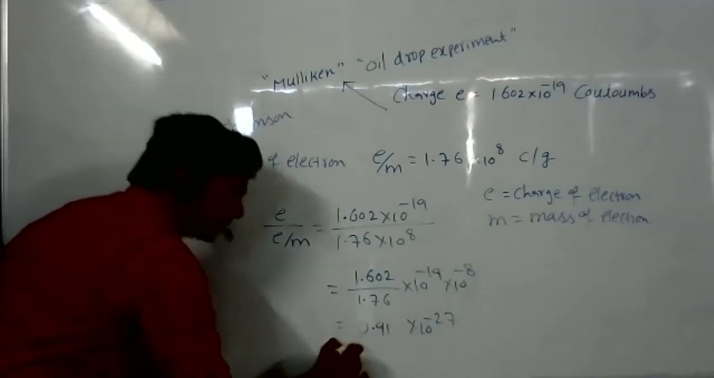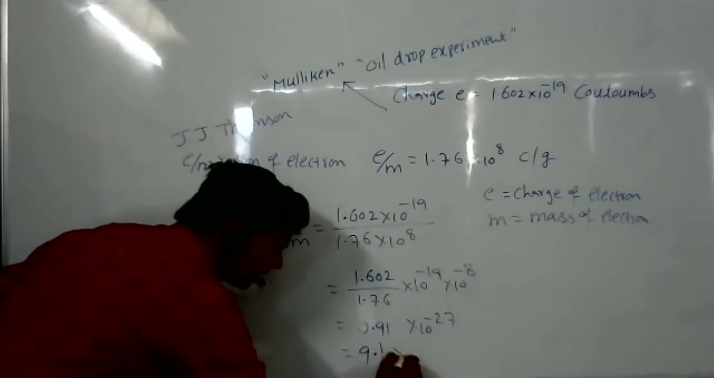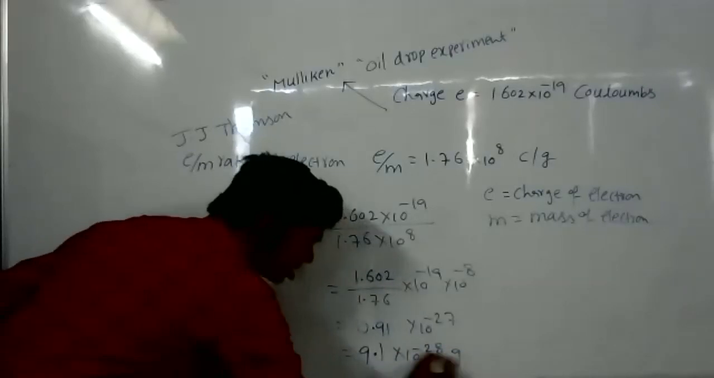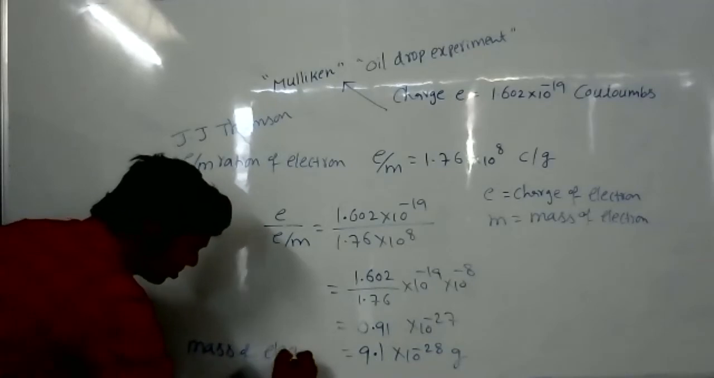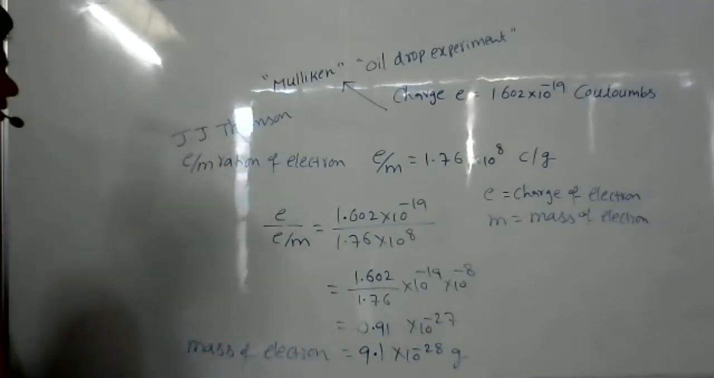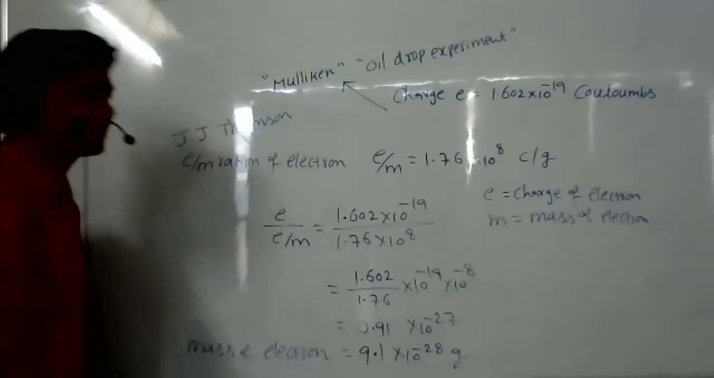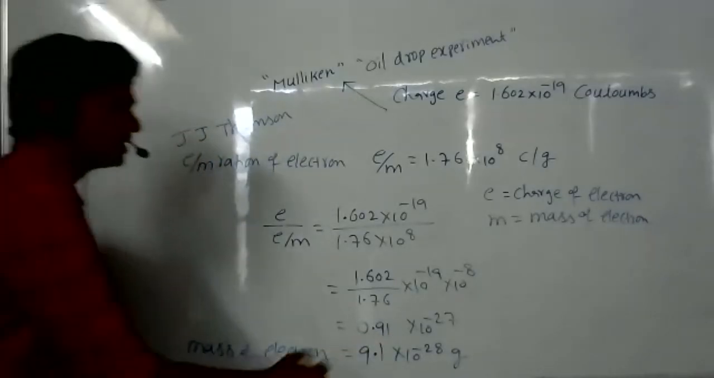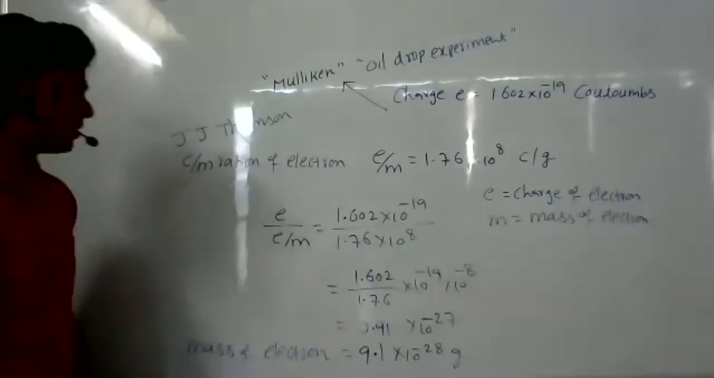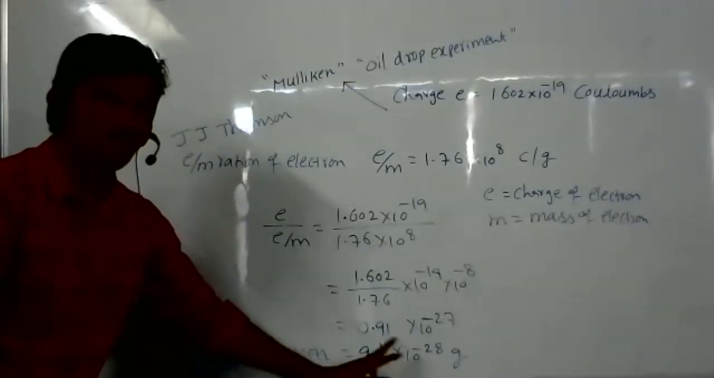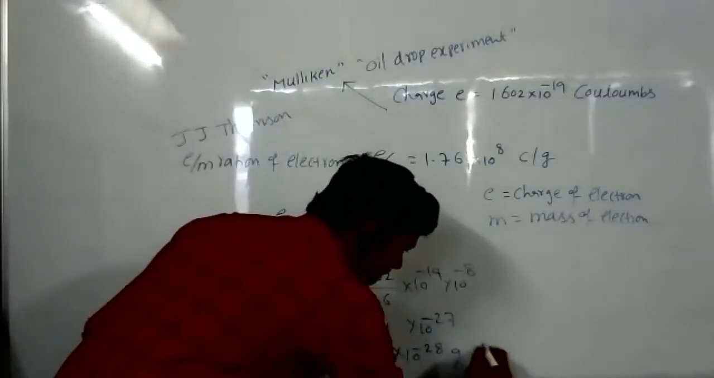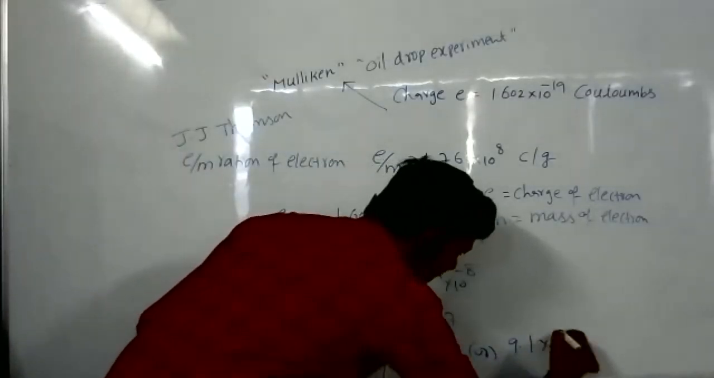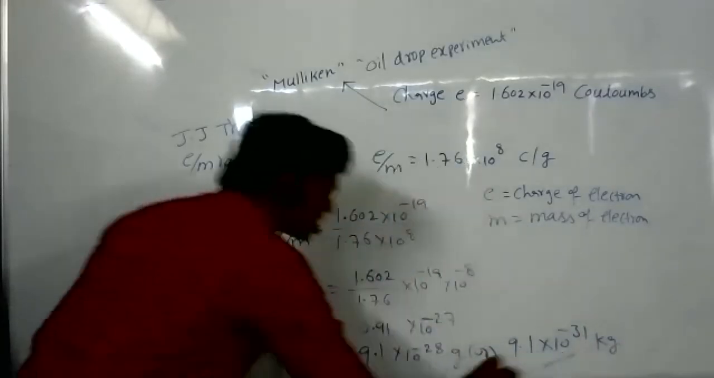So I'm writing this in convenient scientific form: 9.1 into 10 power minus 28 grams. This is the mass of the electron. Very small. I'm moving the digit to the right side, and it is in the minus sign, so carefully, 9.1 into 10 power minus 28 gram is the mass of the electron in grams. If you want it in kilograms, you write 9.1 into 10 power minus 31 kilograms. This is the mass of the electron.